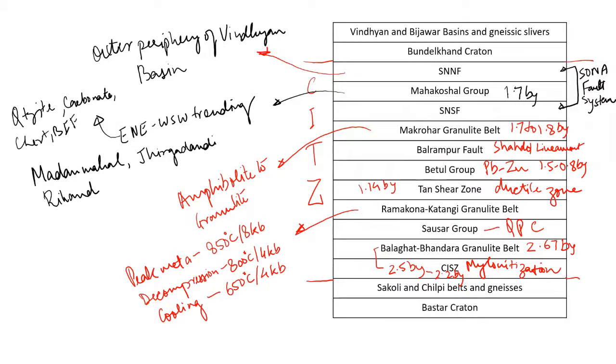And then to the south of it lie the Sakoli and Chilpi belts and gneisses and the Bastar Craton. So this completes the stratigraphy of the Central Indian Tectonic Zone.